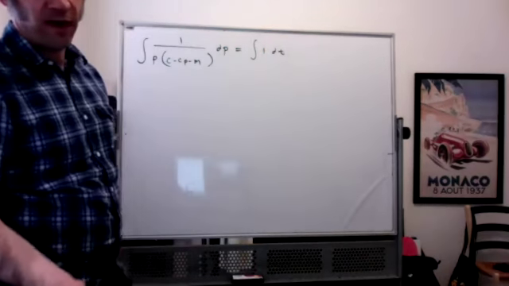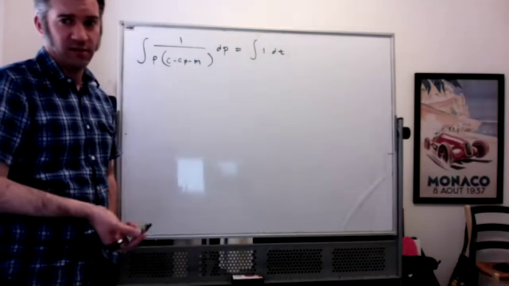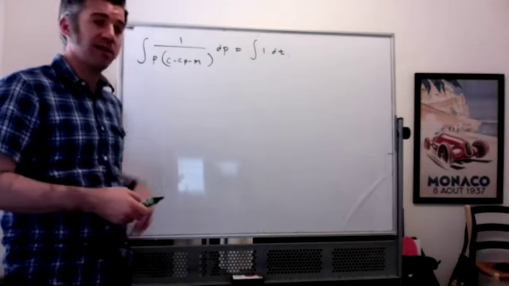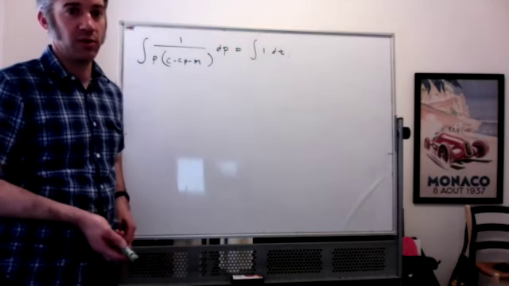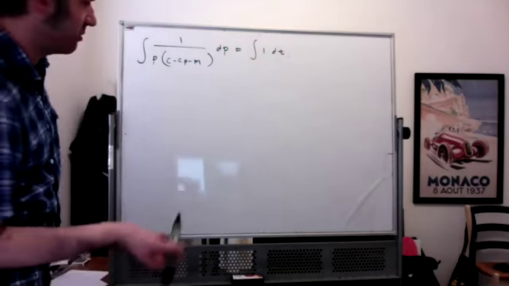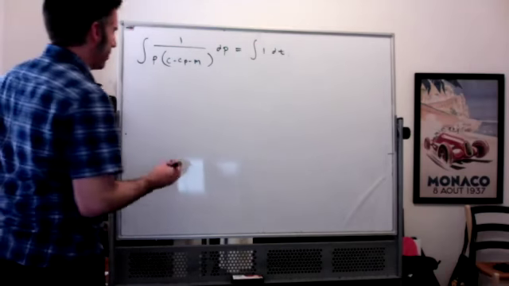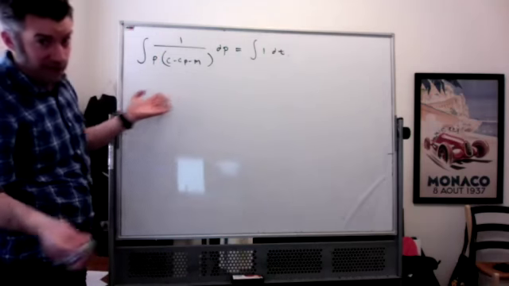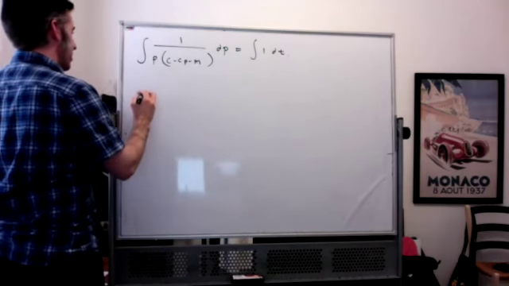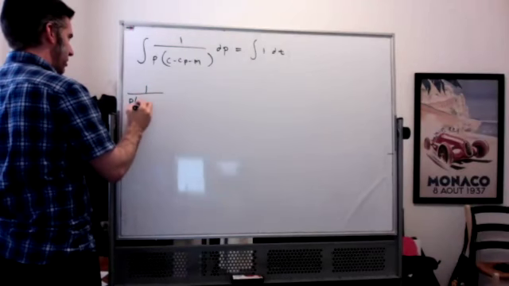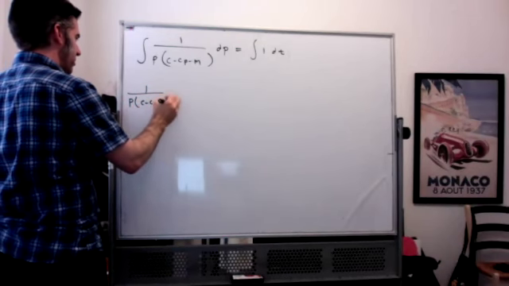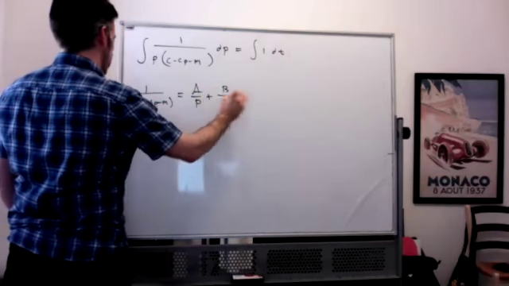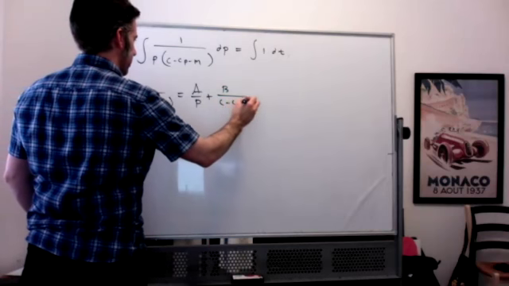I feel like there's a fair number of partial fractions problems on this practice final. It makes you think you might want to spend a tiny bit more time making sure you know how to do partial fractions, because it feels like there have been a good number of them on here. So the denominator is already factored. I'm going to write 1 over P times (C minus CP minus M) equal to A over P plus B over (C minus CP minus M).